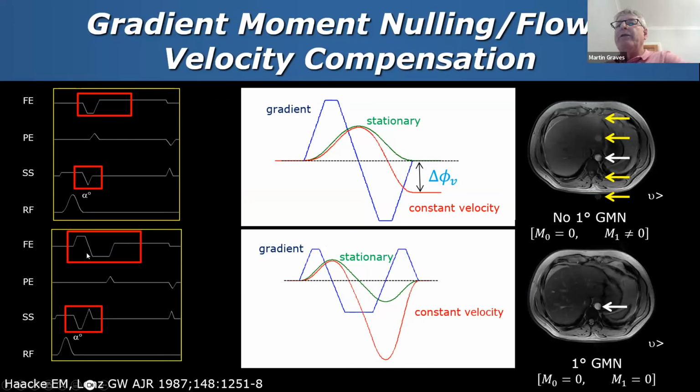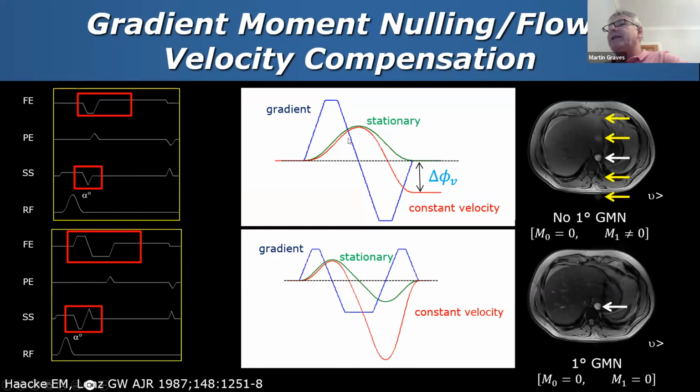So here's what the gradient looks like. It now has 3 lobes associated with it on frequency encoding and slice select. Different manufacturers call them different things. We can think of these for stationary spins as the zeroth order moment, and for moving spins, the first order moment. So in the standard acquisition, without these additional gradients, we have a zeroth order moment.